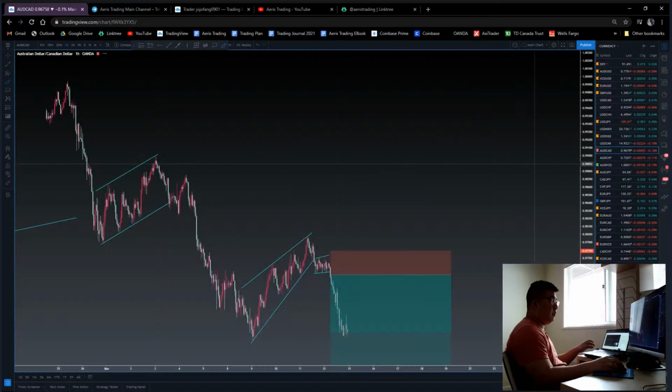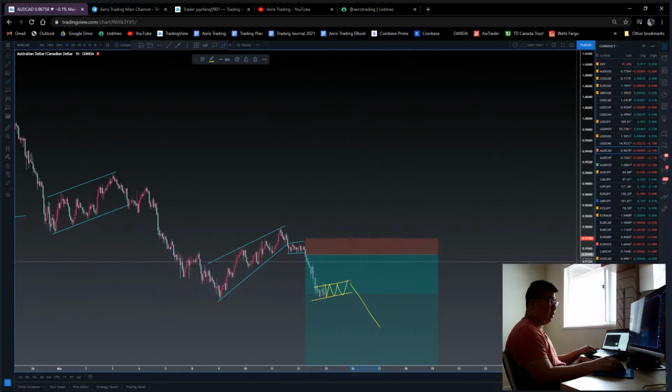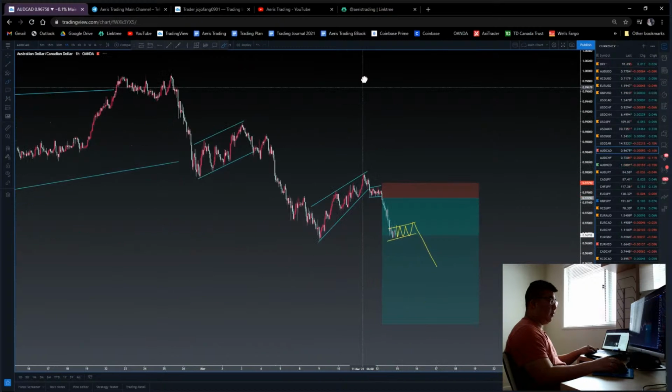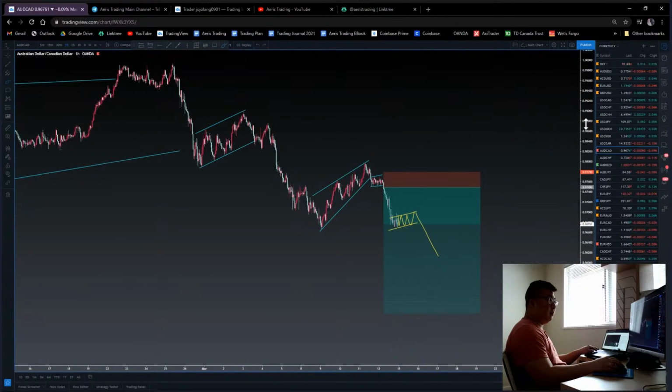And Aussie CAD, same thing, right? Aussie CAD here, we dropped down massively already, in my opinion. So if we get continuation here in the Asian or London session, then we continue down. We've seen Aussie CAD move pretty fast, pretty impulsively, and we expect the same thing here moving forward. So keep an eye on this one.